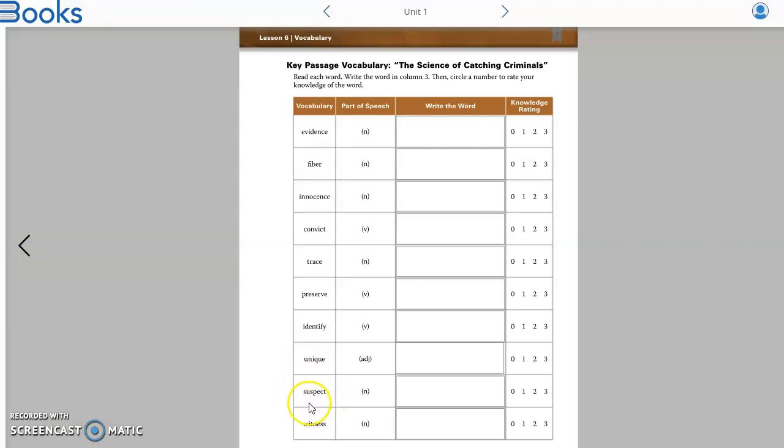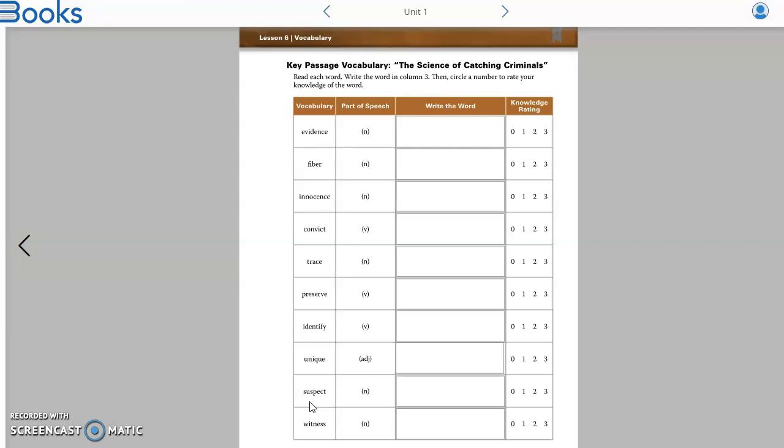Next word is suspect. A suspect is a person who what? A suspect is a person who police think may be guilty of a crime. How can the DNA in a blood sample help show a suspect's guilt? If the DNA in the blood sample matches the suspect's DNA, he or she is probably guilty.